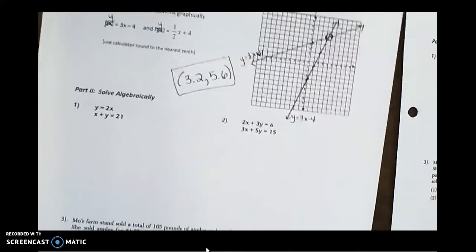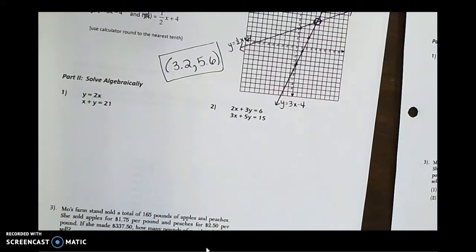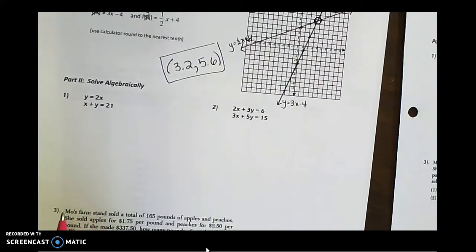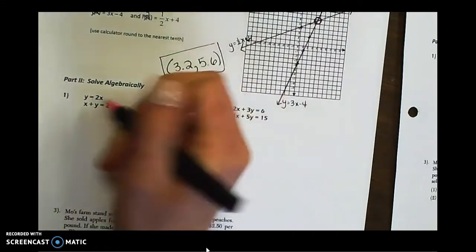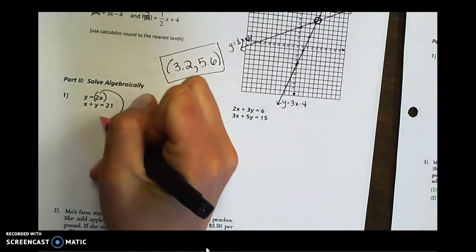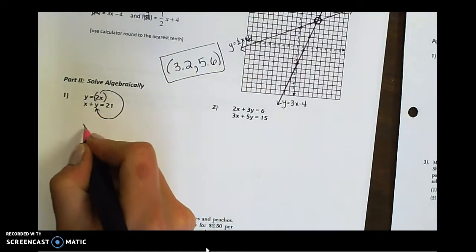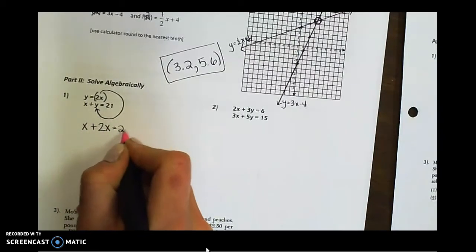Okay, so next up, we're going to review solving our equations by using algebra, so algebraically. So there's two methods for solving algebraically. There's using substitution and there's using elimination. So here we're going to use substitution because if I look at number 1, it's y equals. So I'm going to put the parentheses around that 2x, and I'm going to replace it for the y in the second equation. So the second equation becomes x plus 2x equals 21.